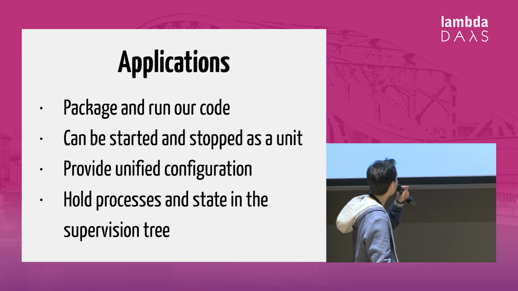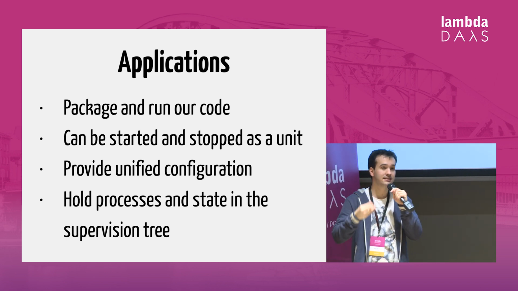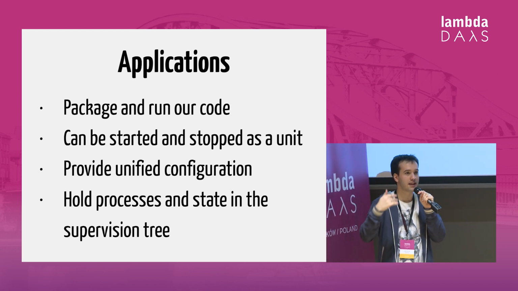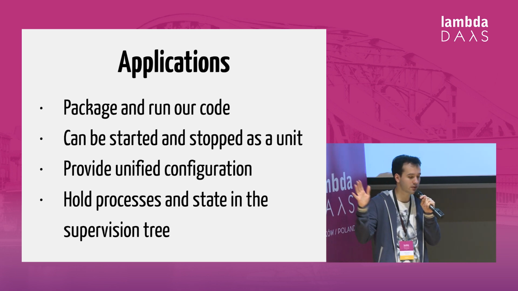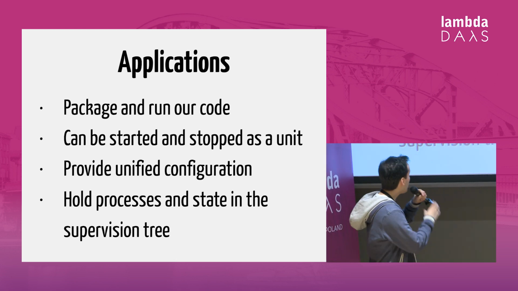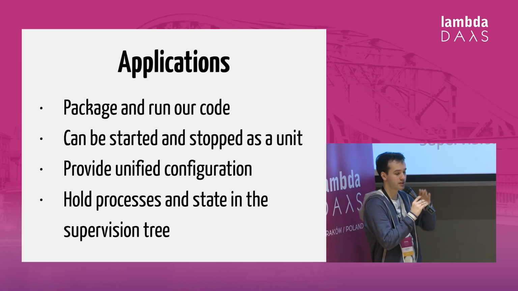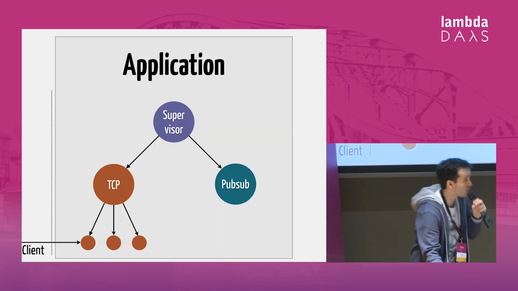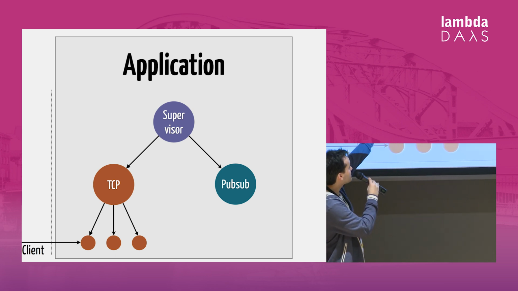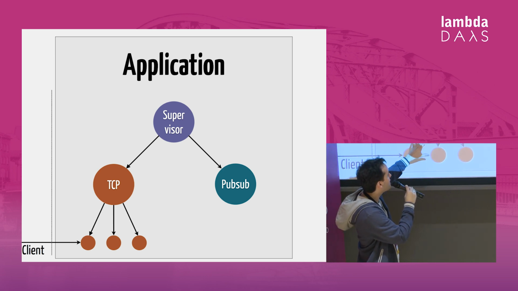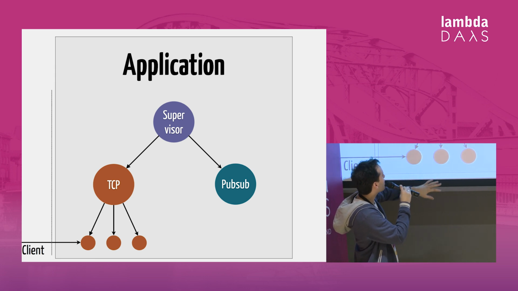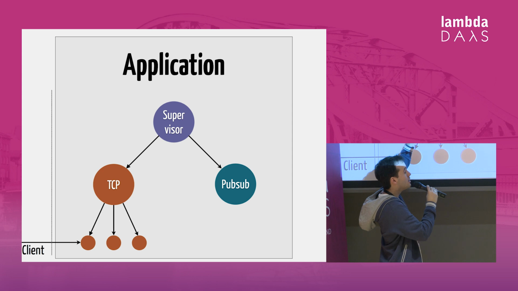Another nice thing about applications is that they provide unified configuration. This is excellent because it doesn't matter which project you're working on, the way you configure that project and get it up and running is the same, right? We have a unified configuration across all Elixir applications. And again, the applications hold the processes and the state in the supervision tree, right? So if we roll back here, this is our application. We have all of those processes. All the processes that are running in my system belong to this application. They belong to this tree, which means the application can access those processes. And because all of the code and the state belongs to processes, we can introspect them.